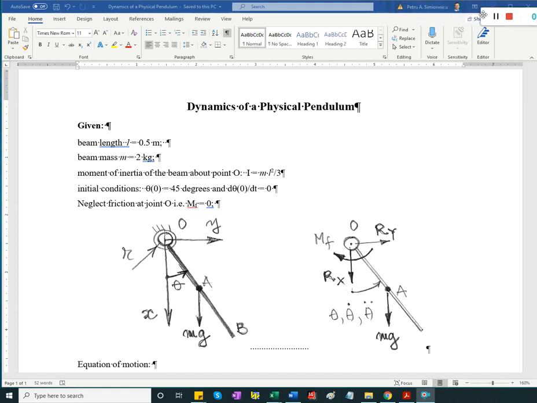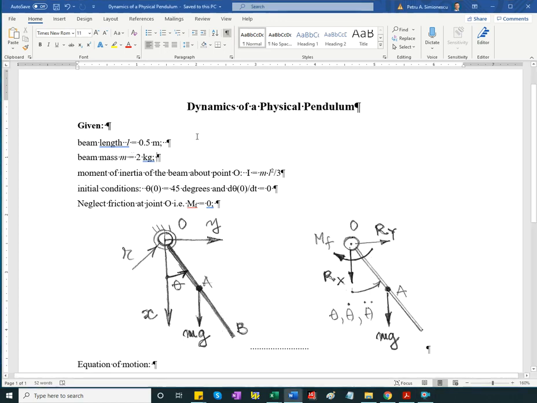This is an exercise on dynamics, integrating the equation of motion of a physical pendulum. We call physical pendulum a rod or a mass that's oscillating, versus the mathematical pendulum, where we have a massless string with a lump mass at the end. So physical pendulum, like I said, it's a rod.